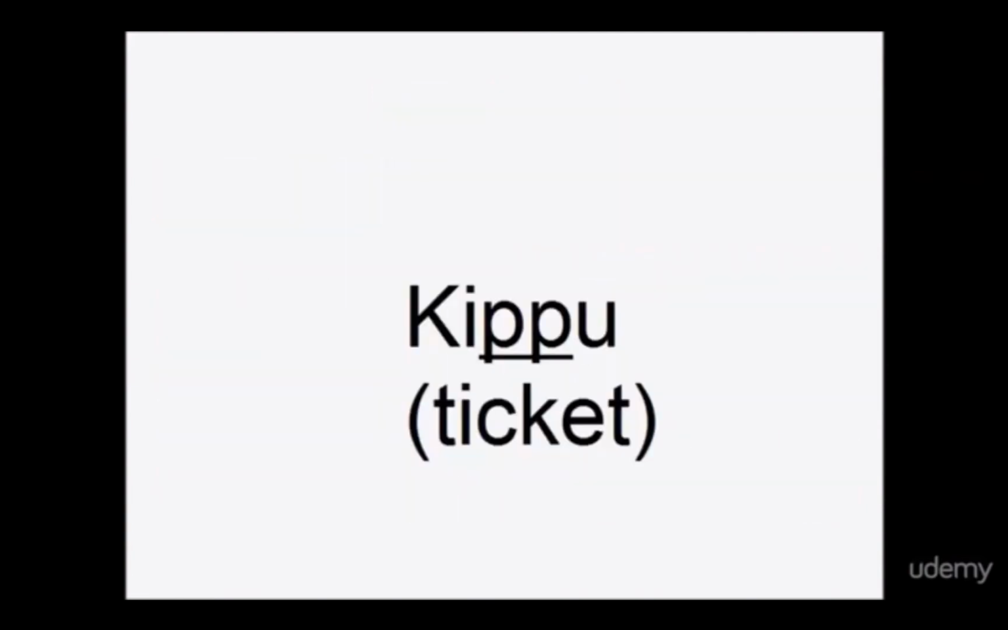Next, let's talk about double consonants. In Japanese, as in English, consonants can be double. The difference is that in Japanese, there is a brief pause between the sounds. There is a special way to write this in native Japanese, so you will know when to pronounce it correctly. But for now, just know that this is the case. Here is an example of the word for ticket with a double P sound: kippu.